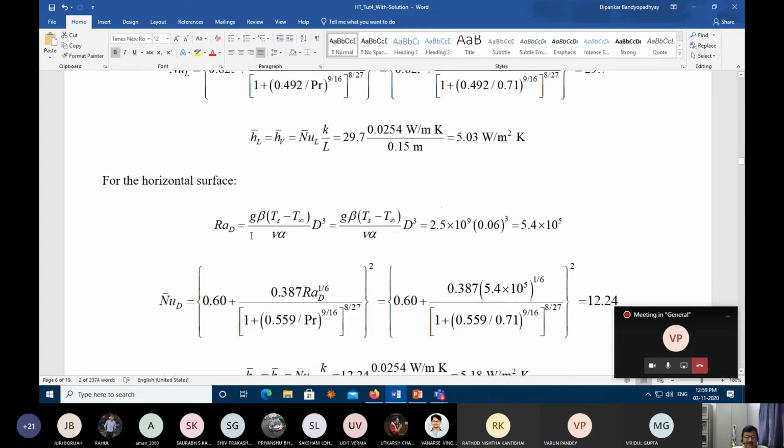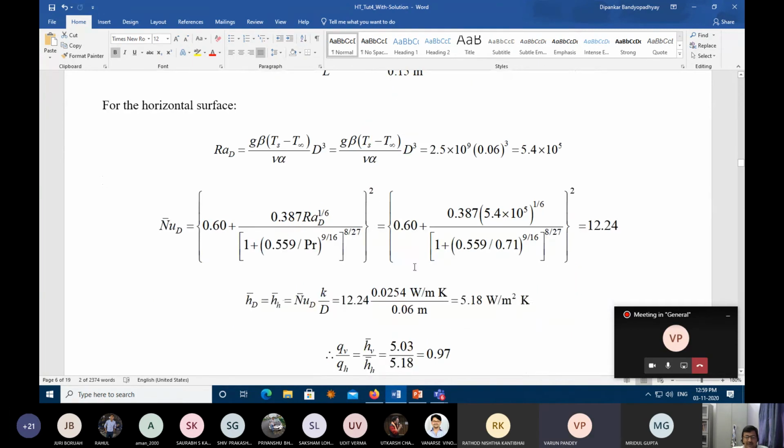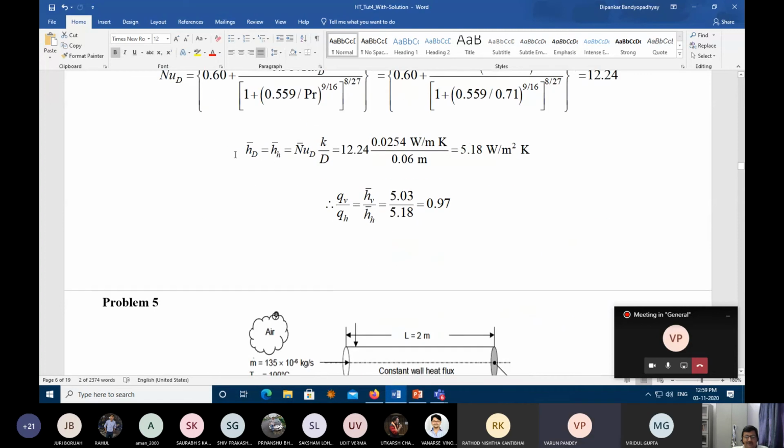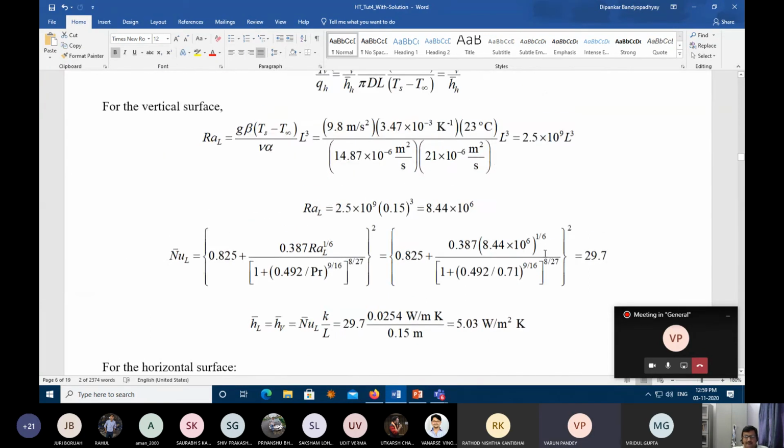Similarly, if you go for horizontal surface, again you have to go for Rayleigh number. Now for horizontal surface, L will become D. So now if you go for Ra_D, from there you can obtain h_D. So Q_B by Q_H can be obtained by h_B by h_H. That will come out to be more or less the same, nearly same.